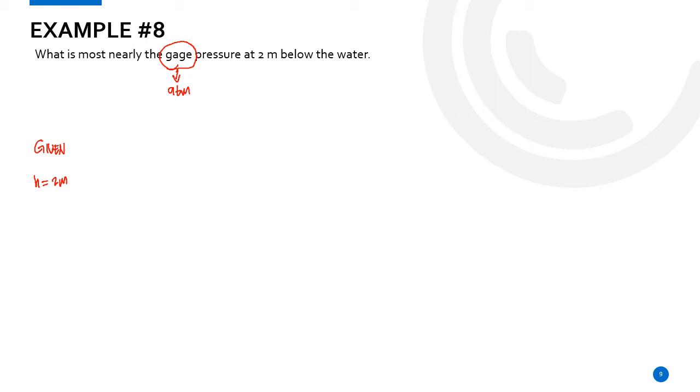Sunod, unsa pa ang gihatag? Wala na. Pero gihatag nga water, 'di ba? So makuha nato dira ang specific weight ni water nga 9810 Newton per cubic meter. Okay? So mao na ang given tanan karon. Sa atong gipangita, gauge pressure. Okay? So formula. Gauge pressure is equal to specific weight times height. Okay? Mao lang na.